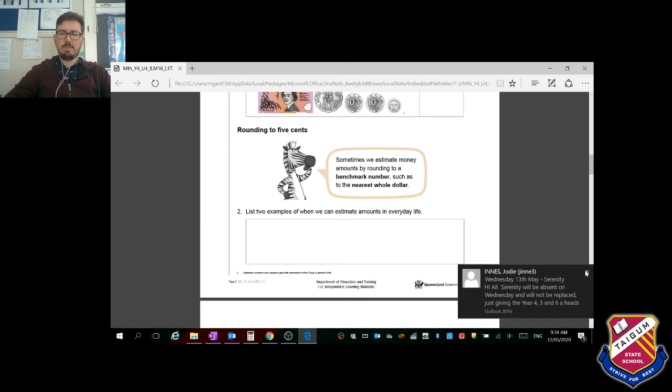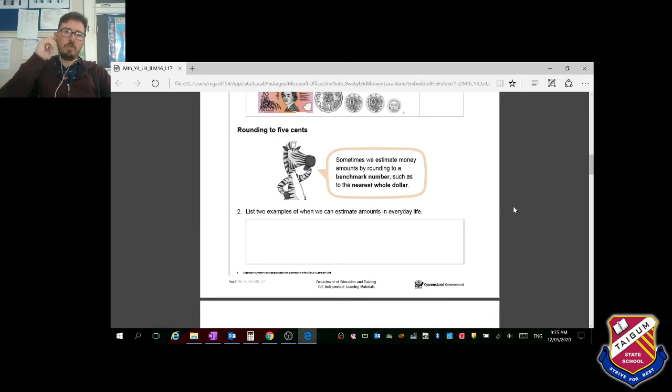Now it says rounding to 5 cents. So we do a lot of estimating with money, and we do a lot of rounding with money, more so than we do with other amounts. So I want you to list two examples where you need to estimate amounts in your everyday life, which means to guess. Off you go.